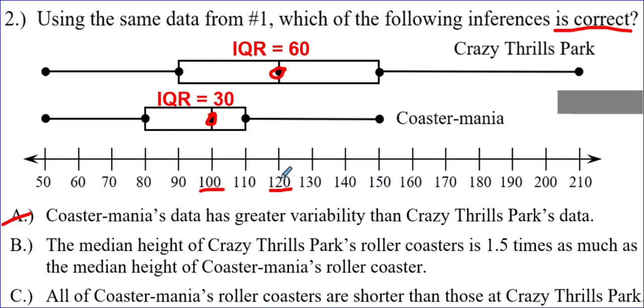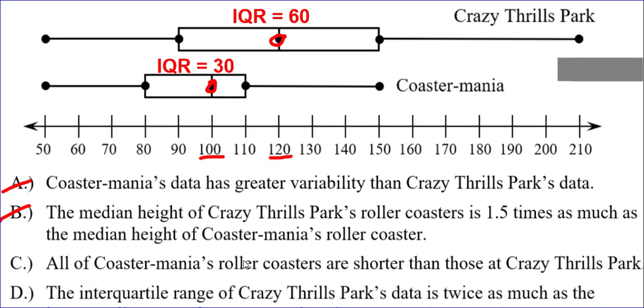Well, Crazy Thrills' median is only 120, so nope, choice B is not correct.